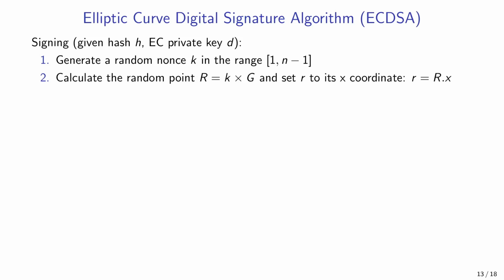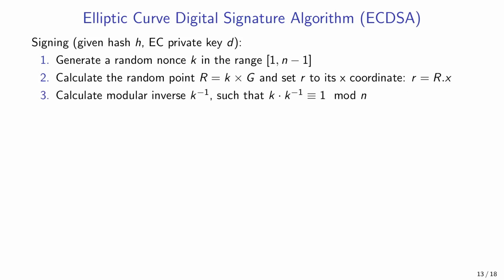Then we calculate the random point r by multiplying the generator with the random nonce key k and set the value r to its x-coordinate. So the lowercase r is the x-coordinate of this point R. Then we calculate the modular inverse of the nonce k such that the result of k multiplied by k inverse modulo n is 1. The inverse can be easily found using the extended Euclidean algorithm.